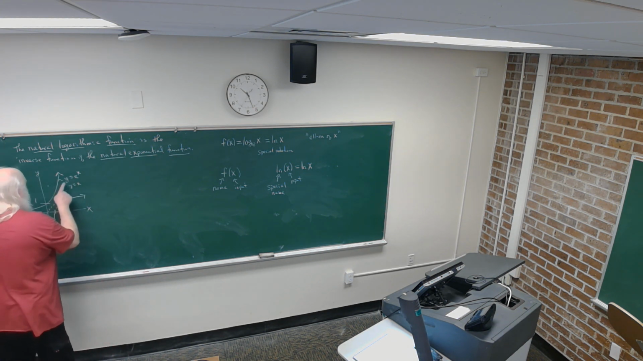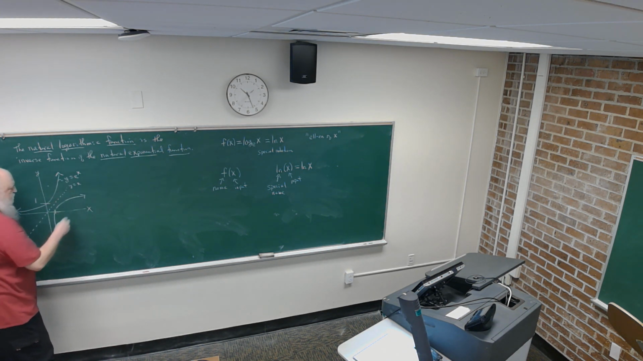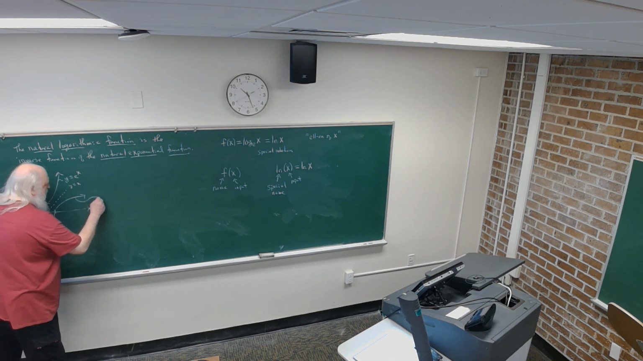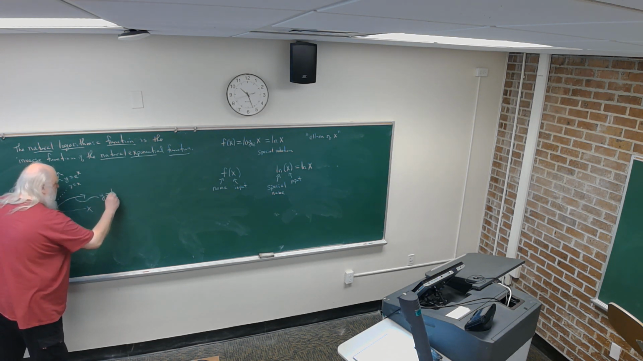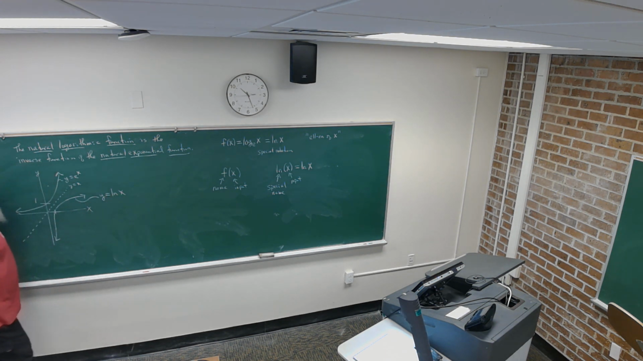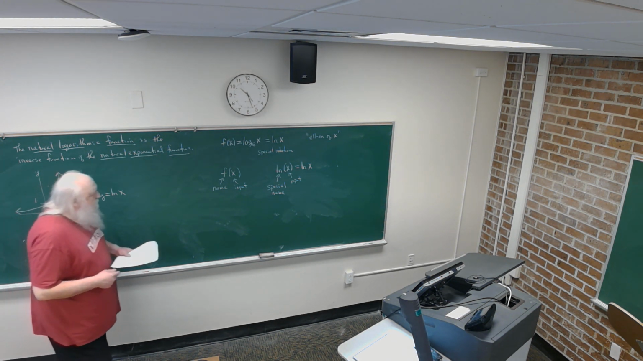So this is the graph of the natural exponential function, and this is the graph of its inverse, the natural log function. Okay. And then the inverse of the natural log function is the natural exponential function, right? They're inverse functions of each other.